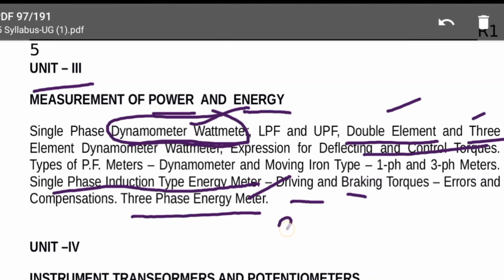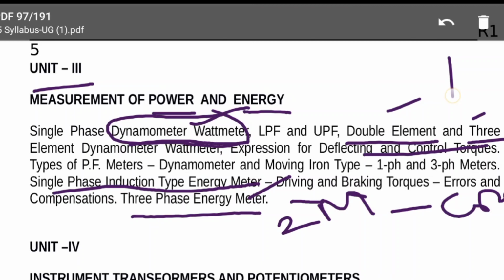What are the errors in energy meter? You will get 2 marks questions. Creeping error, lead lag adjustment. Why the holes are drilled on aluminum disc? The holes are drilled on aluminum disc to reduce creeping error.